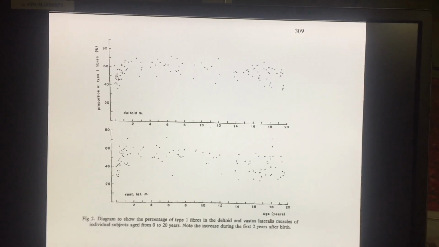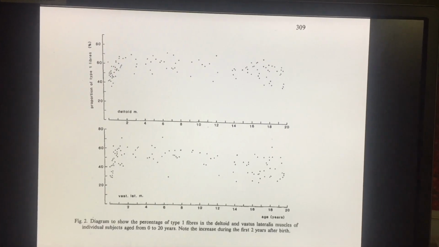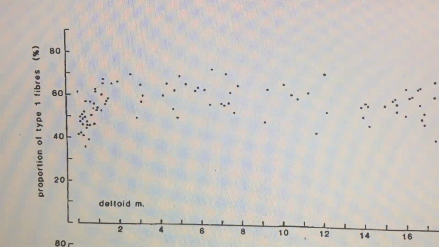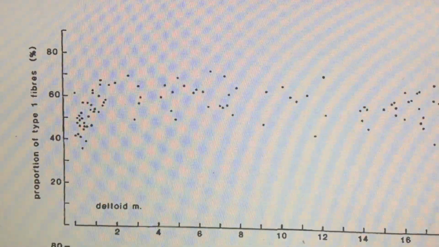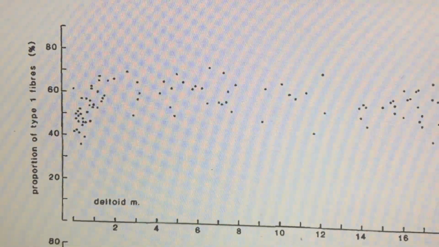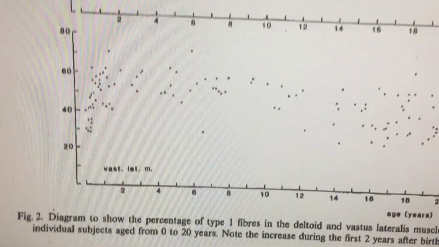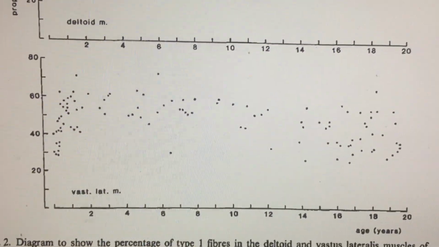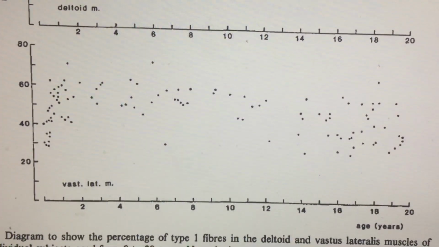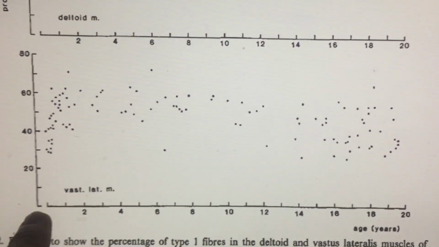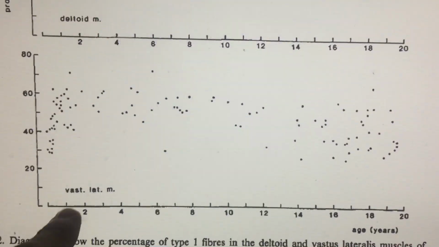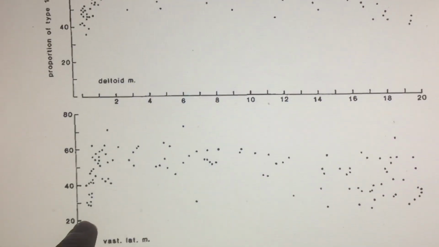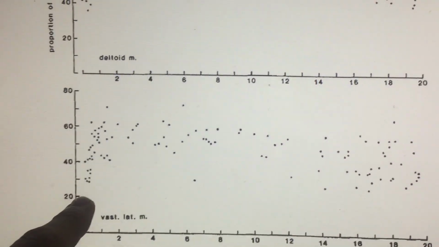So this is a graph from a research study. And you can see the top one is individual data points for people plotted as a proportion of type 1 fibers. And you can see the ages here. I'm going to focus on the bottom one. So this is your vastus lateralis. You can see the ages, starting from birth to about 1 year of age. You can see you have a very low proportion of type 1 fibers. So you mainly have your fast type 2 fibers.